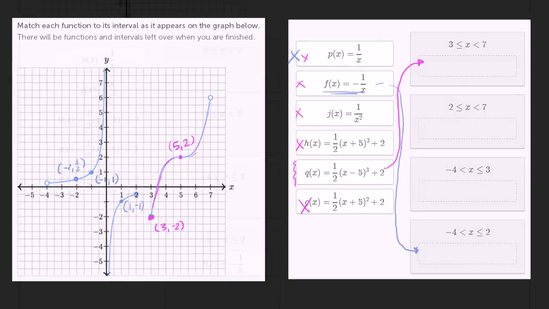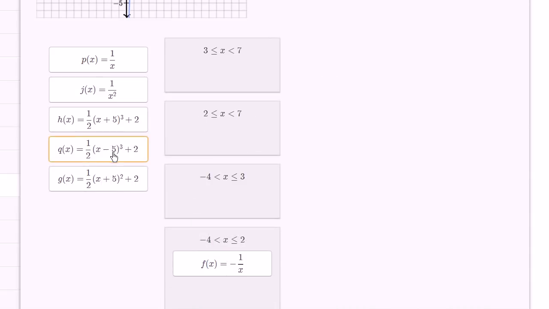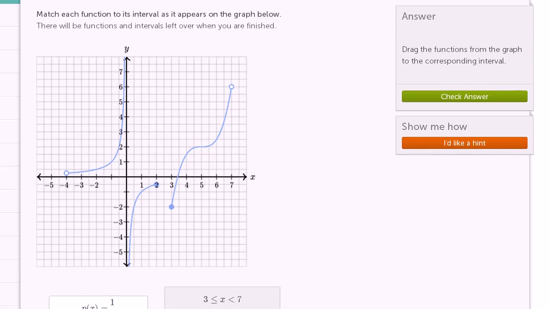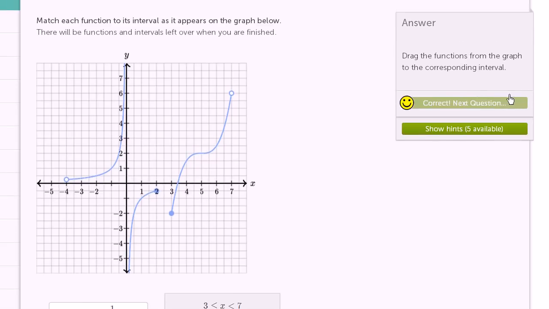So let's go back to the actual exercise. And so we said this one for this interval right over here. And let's make sure that we got it right. So check our answer, and we did.